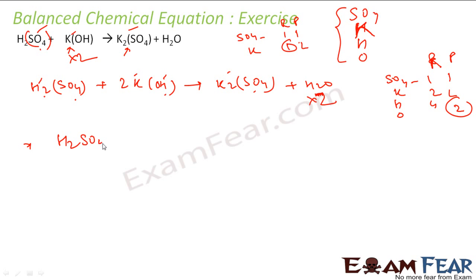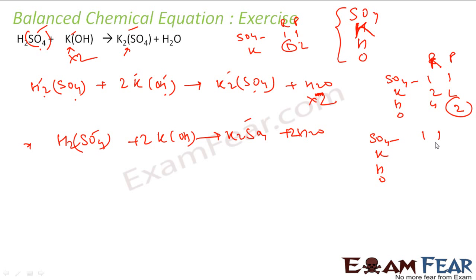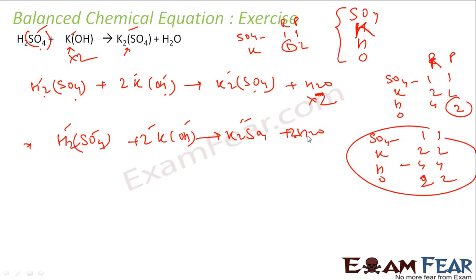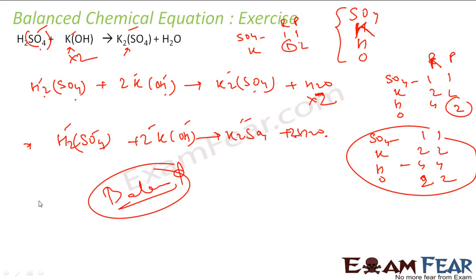So what you get now here is H2SO4 plus 2 KOH gives K2SO4 plus 2H2O. Now let's again check the balance. Sulfate is 1 here, balanced. Potassium is 2 here, balanced. Hydrogen is 2 plus 2 here, 4 here, and here also 4. Oxygen is 2 here, 2 here, and here also 2 oxygen. So if you see, everything is balanced, right? So this is also a balanced equation.